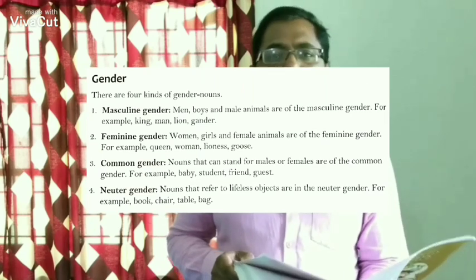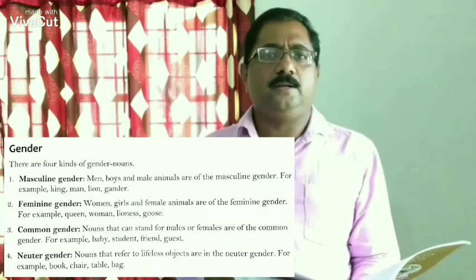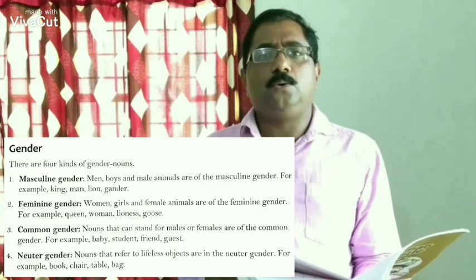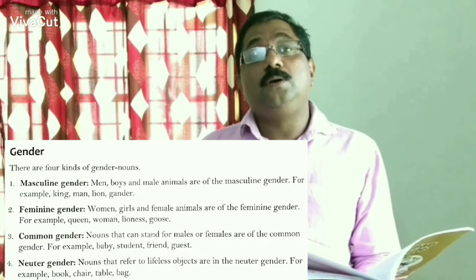Then the last one is neutral gender. What is neutral gender? Neutral gender means there is no gender for such nouns. Okay, and they are also non-living. What do you mean by non-living? They have no life. For example, table, chair, bus, like that. So they have no life at all. We cannot include them in male or female, or masculine or feminine gender.